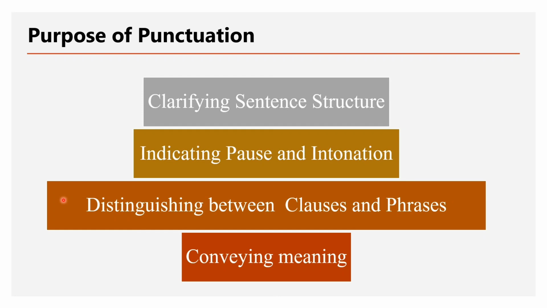Distinguishing between clauses and phrases. Punctuation marks such as colon and dashes help to separate and define the different parts of a sentence, making it easier for the reader. Conveying meaning. Punctuation marks can significantly impact the meaning of a sentence. For example, changing the placement of a comma can completely alter the meaning of a sentence.